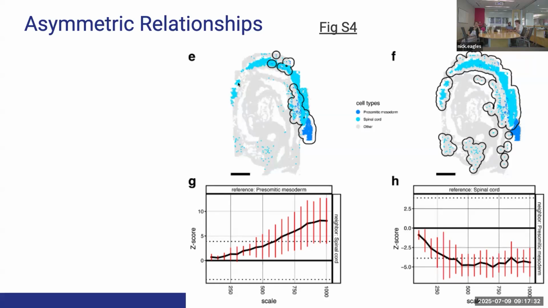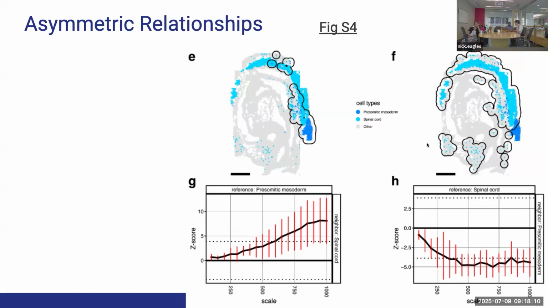So there's plenty of regions for this cell type where it occurs very separately from the darker blue cell type. But if you were to just use the dark blue cell type as the reference, as in this panel G here, everywhere the dark blue is, there's light blue nearby, right? So that shows up as this positive z-score relationship across many different spatial scales when you're using the dark blue as the reference.